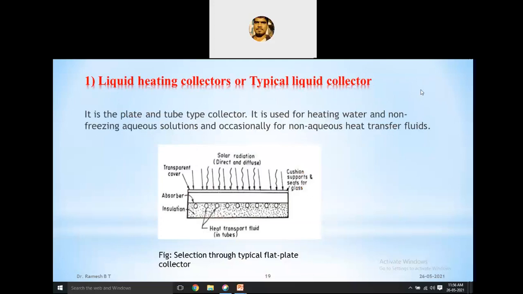Yes, next we will discuss them one by one. The first is the liquid heating flat plate collector. The second one is the solar air heater. The first one is the liquid heating flat plate collector. So in the figure, you just observe.